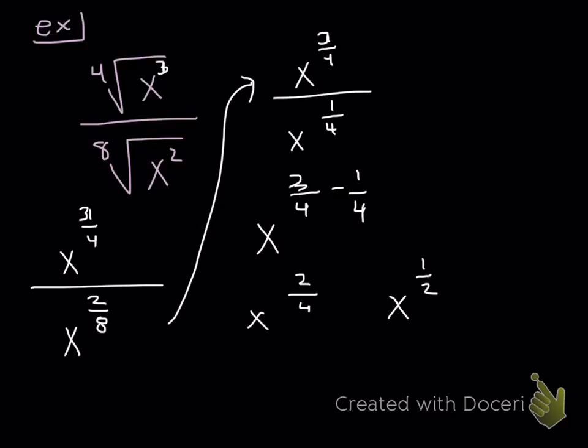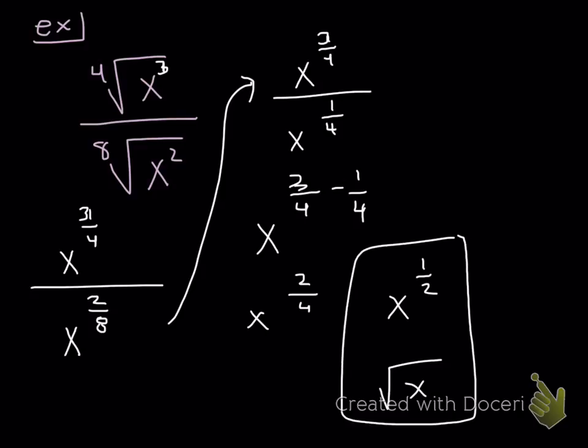So if the direction is specified and I said leave it in exponential form, you are done. If I said leave it in radical form, you would say the square root of x. If I did not specify, you can decide which form you want to leave it in, and either one would be correct. So either one of these answers is correct for this problem.